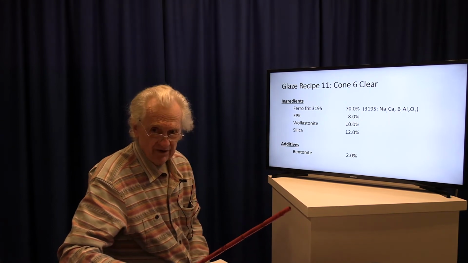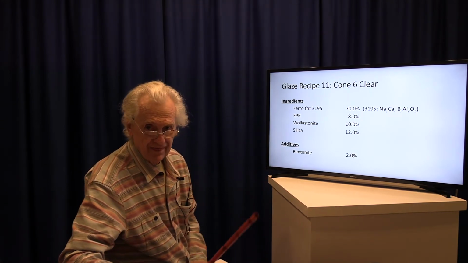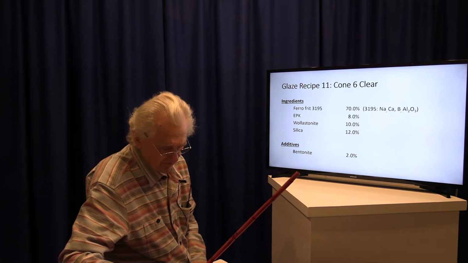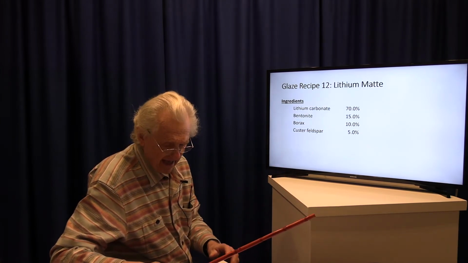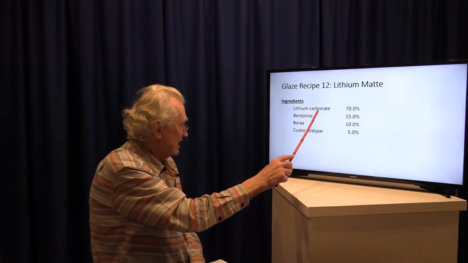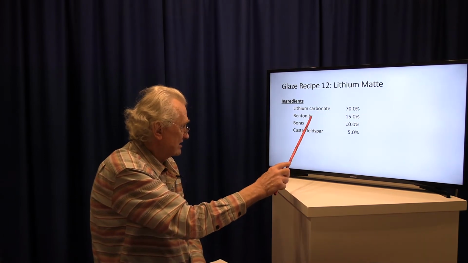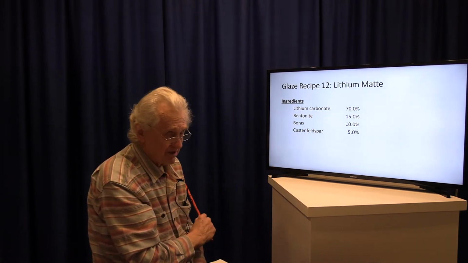So I'm going to end up with bubbles, probably pinholes in the glaze. Okay. And then here's another glaze, lithium matte. Lithium carbonate, 70%, bentonite, 15%. That's a huge amount of bentonite, right?